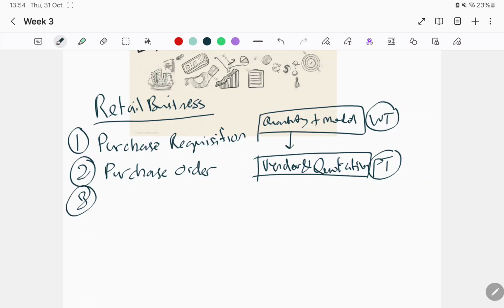Then once you have the order generated, number 3 will be receiving the goods. Over here, basically the warehouse team will check the goods. The warehouse team will inspect the goods.